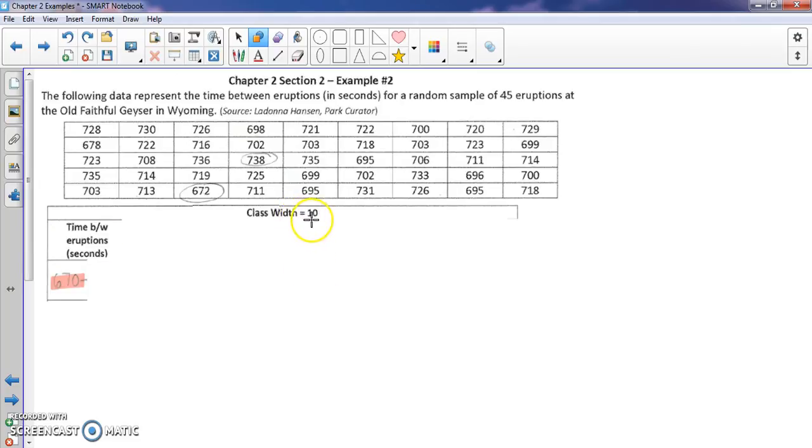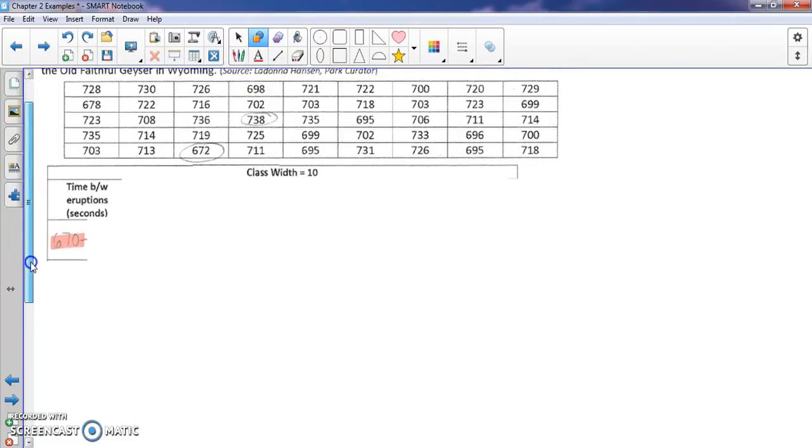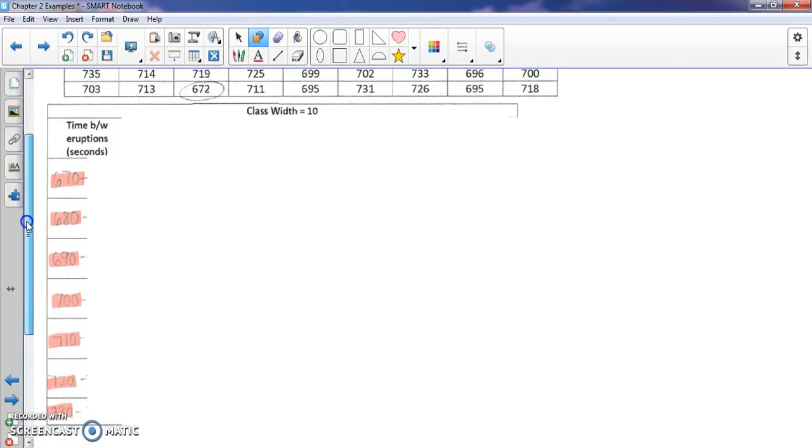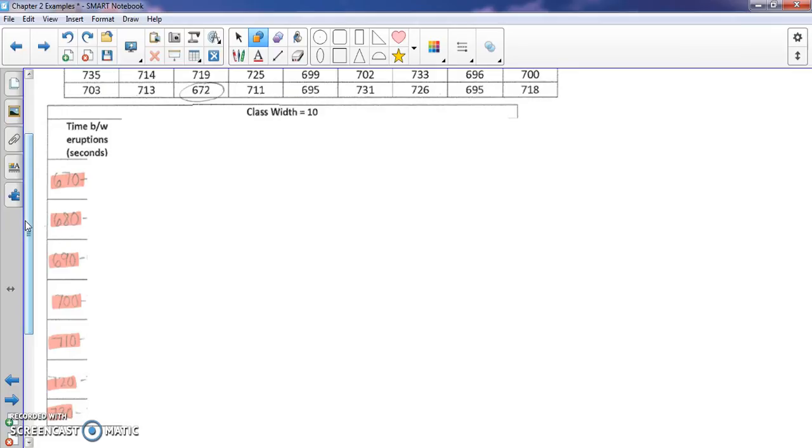Since my class width is 10, I'm going to add 10 to that value, because remember the class width is the difference between two consecutive lower class limits. So I add 10 to get the lower class limit of the next class, and then the same pattern gives us the rest. But how do we know where to stop? Well, this is 738, so I want to go up to include that value. We want to stop at 730 because the next one would be 740, and we don't have anything in that class.